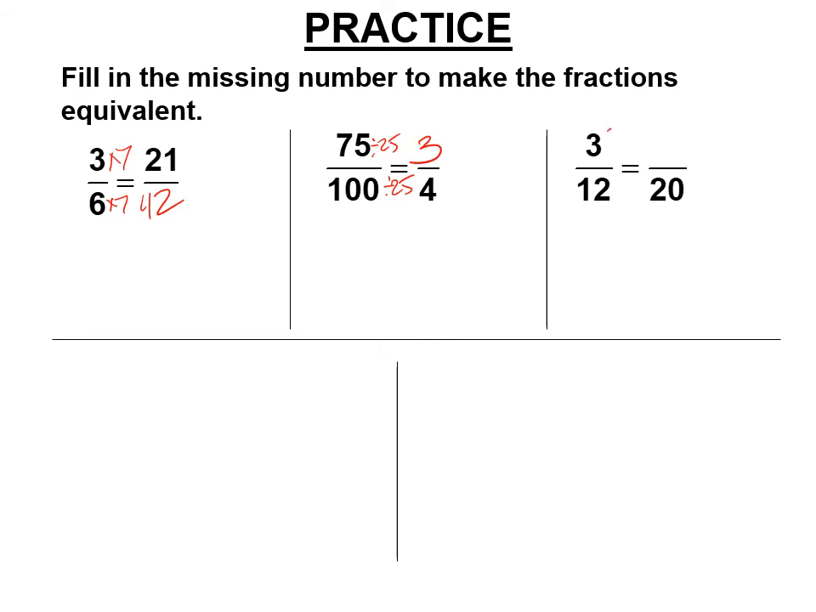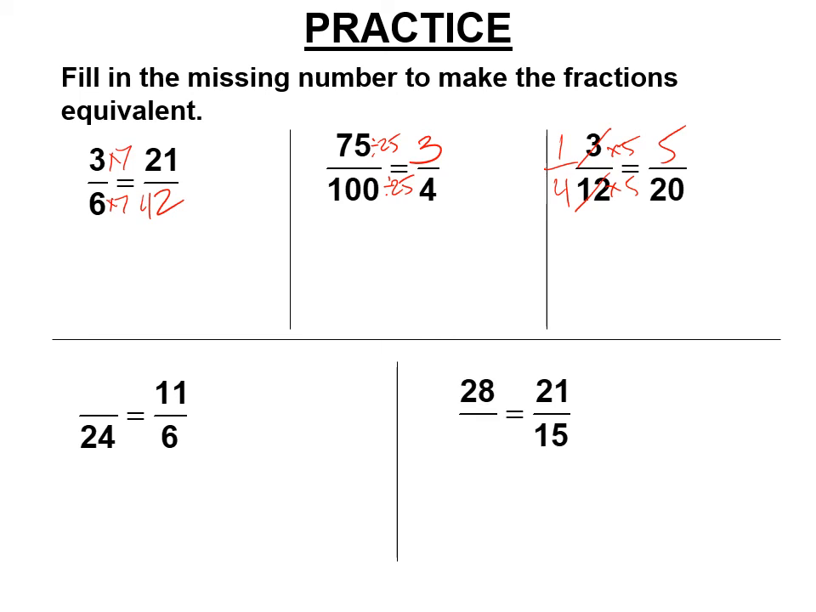12 does not go to 20, so now you need to simplify. 3/12 simplifies to 1/4, right? They're both divisible by 3. 3 is its greatest common factor. 4 times 5 is 20. 1 times 5 is 5. So 24 divided by 4 makes 6. So what divided by 4 equals 11? Oh, I just did that one, 44.